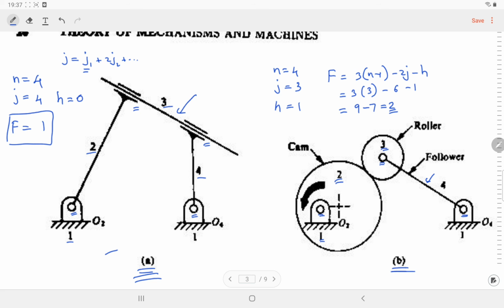Okay, so let's see where is the mistake, and how can we redefine this Kutzbach equation so that we will be identifying the effective degrees of freedom. Okay, that we will discuss in our next video. Thank you.